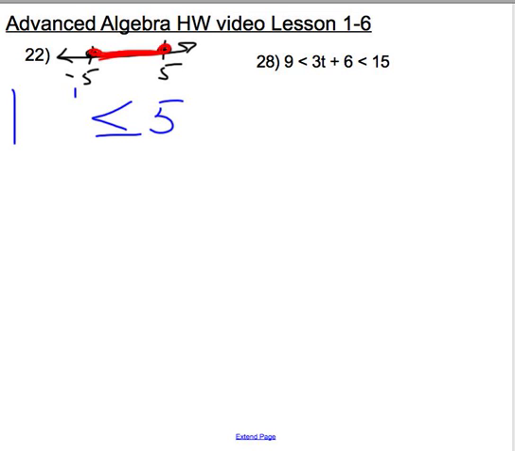As far as my absolute value goes, if I take the absolute value of any number between -5 and +5, that would work. So like the absolute value of -2 would be on that number line. Number 28 asks us to solve that inequality.